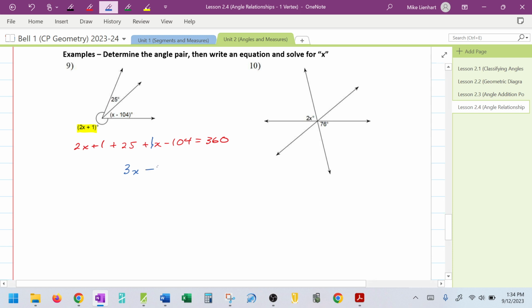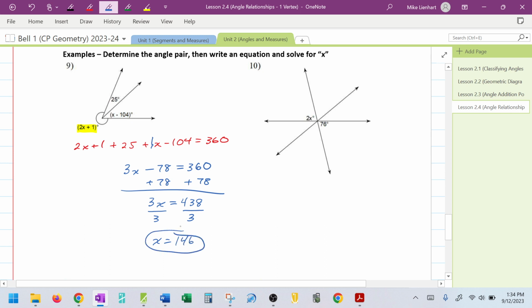So I'm going to write 3x minus 78 equals 360. I'm going to add 78 to both sides. I get 3x is equal to 438. Divide both sides by 3. And I get, 438 divided by 3, which would be 146.